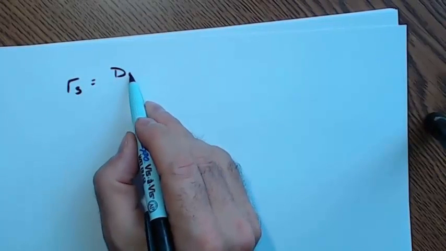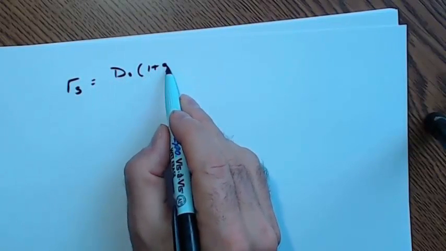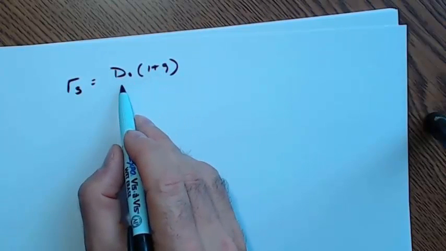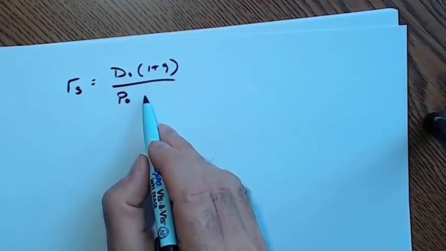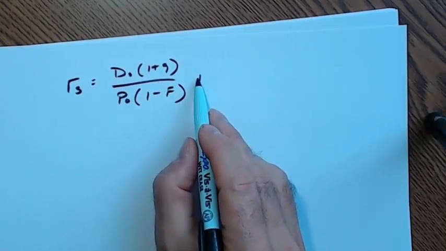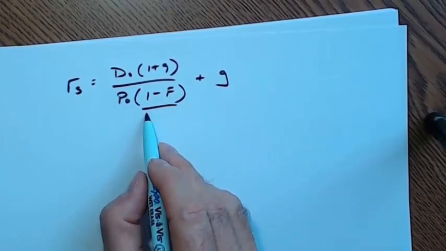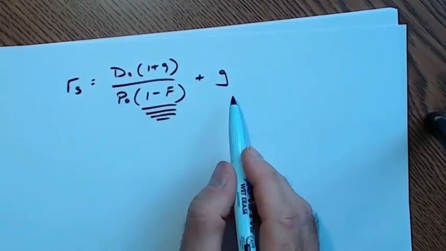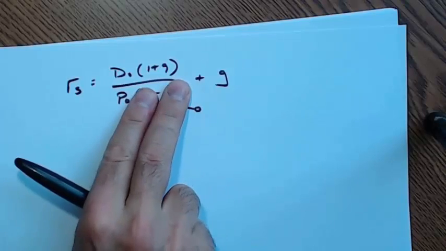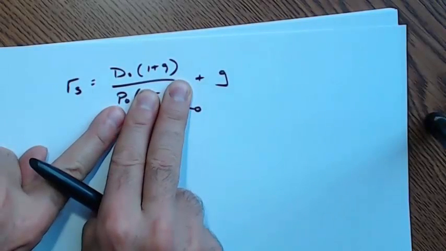It's going to be D subscript 0, 1 plus G, D1, right? Dividend last period, grown a period, divided by the price, and we're going to take out the flotation costs and add G. So this is the only adjustment here for flotation costs. When we assume flotation costs are 0, the whole thing washes out to the formula I showed you a few minutes ago.